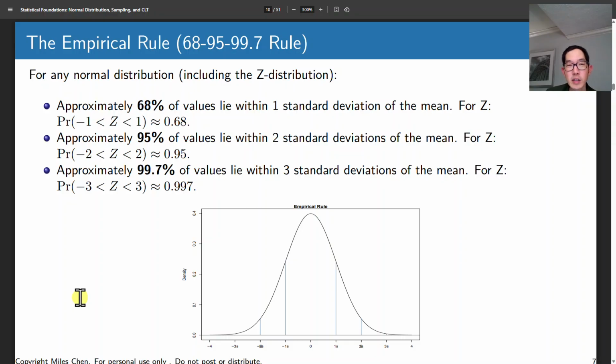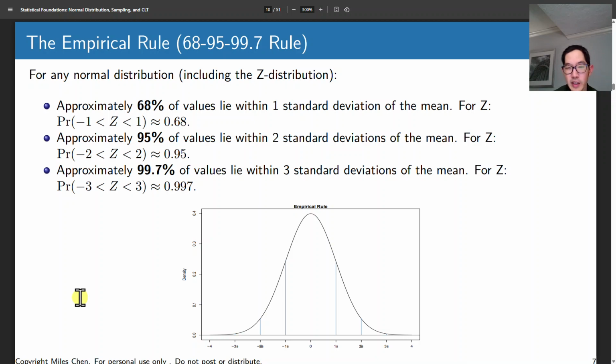All right, there are 3 numbers that are very important, I would say, to remember regarding the normal distribution, and these 3 numbers are 68, 95, 99.7, and this forms what we call the empirical rule, or in some cases we just call it the 68, 95, 99.7 rule.